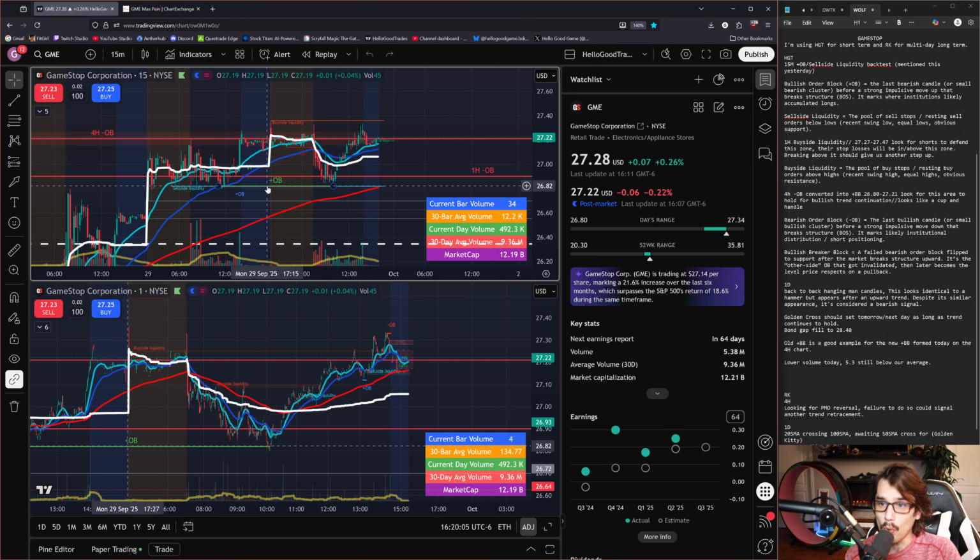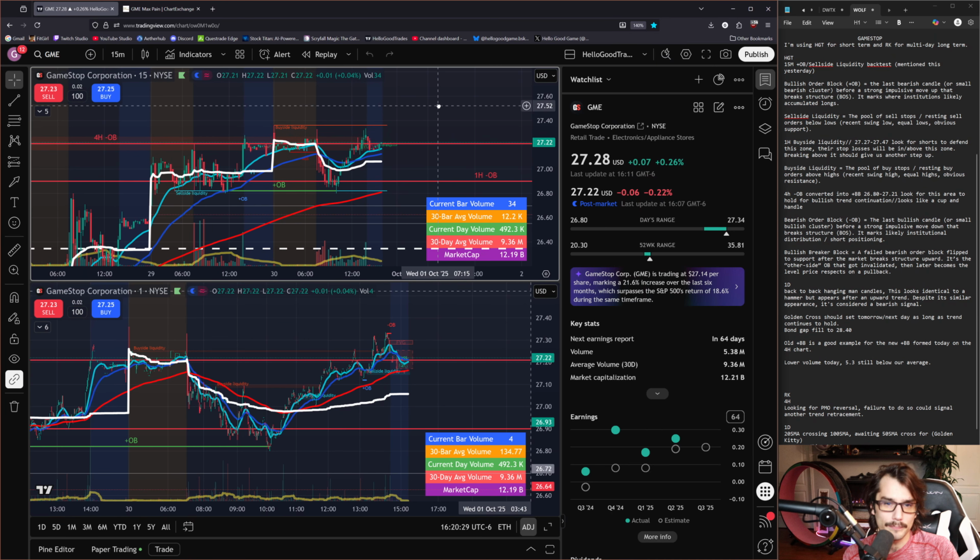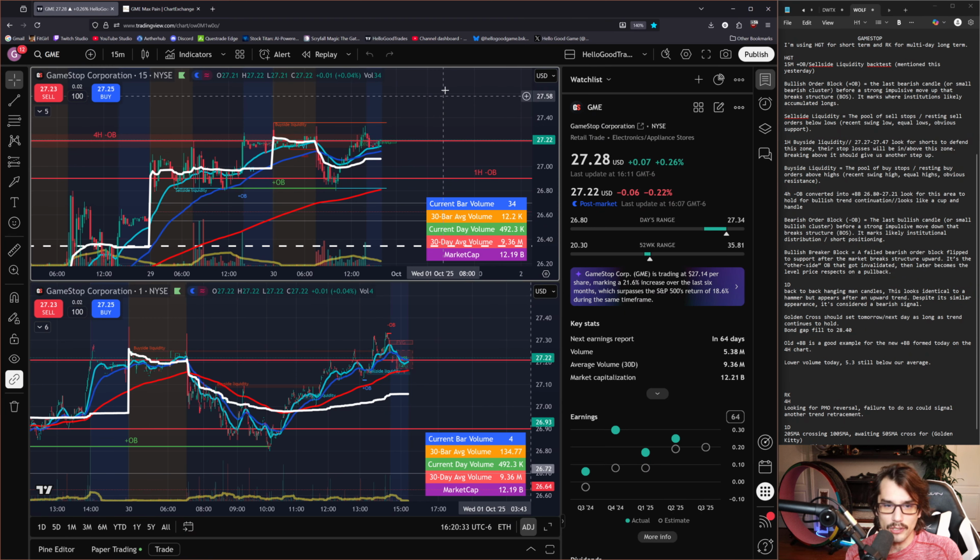In this case, it's a bullish order block. It's going to be the last bearish candle or small bearish cluster of candles before a strong impulsive move that's going to break structure, right? And that's a break of structure, and we saw that play out yesterday. Then it's going to mark where institutions likely accumulated long positions, and that's why they're so heavily defended and so easily usable and reliable. And again, that's why I gravitate towards them.